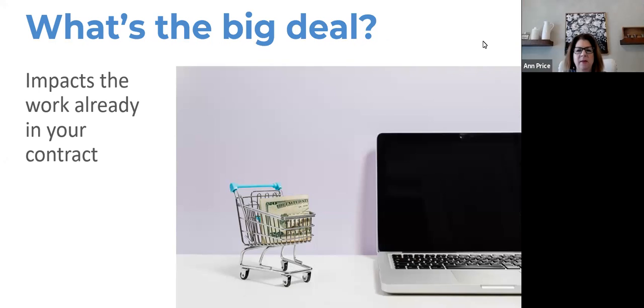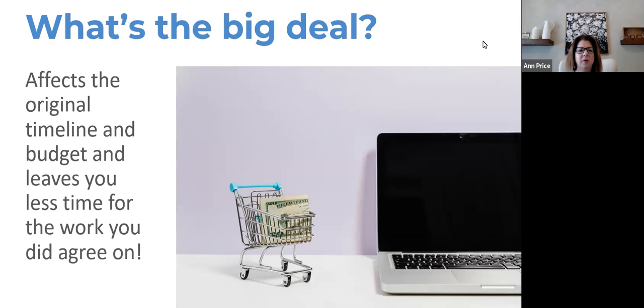So what's the big deal about scope creep? Why do you even care? Because you've got this relationship and you're just moving on and you're so happy you've got your contract and you're getting your business moving. Well, why it's important is it can impact the work that you've already agreed upon with your client. So it can affect your timeline. If they add something in, that might push you back. It certainly can affect your budget, leave you less time to do the work you've already agreed upon.